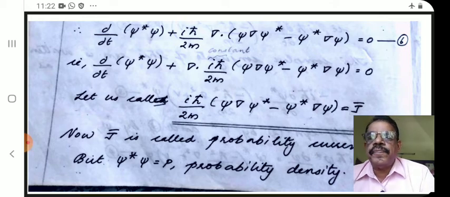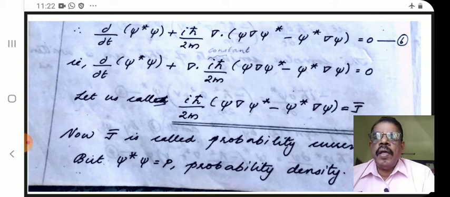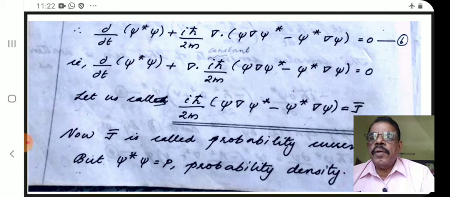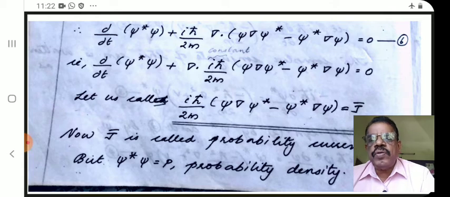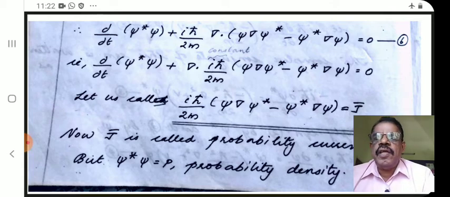Equation number 6. Again, ∂/∂t of ψ*ψ plus del. The constant we can write anywhere. iħ by 2m is a constant; we can take it inside del. There is no change, because when we differentiate, the constant can be taken out. Here instead we take the constant inside after del. So del dot iħ by 2m bracket ψ del ψ* minus ψ* del ψ equal to 0.